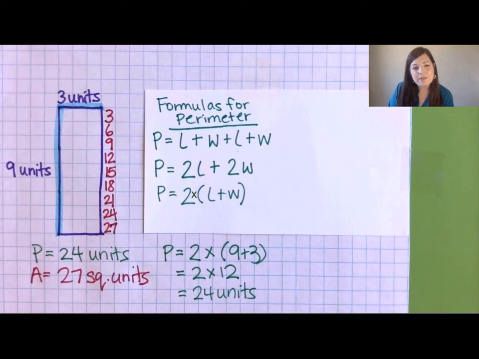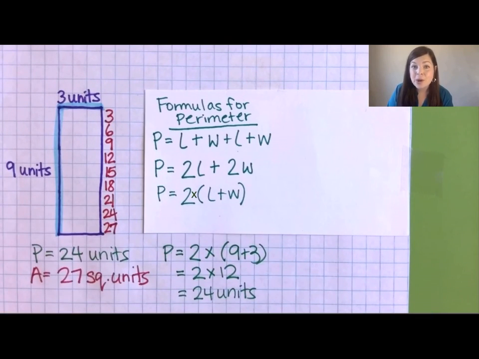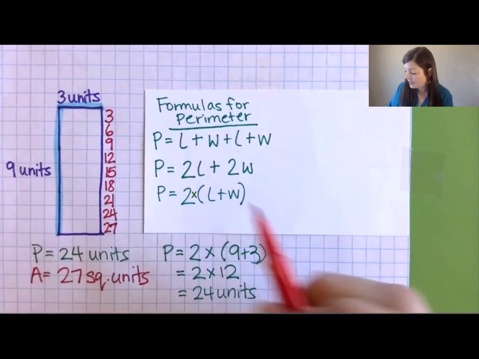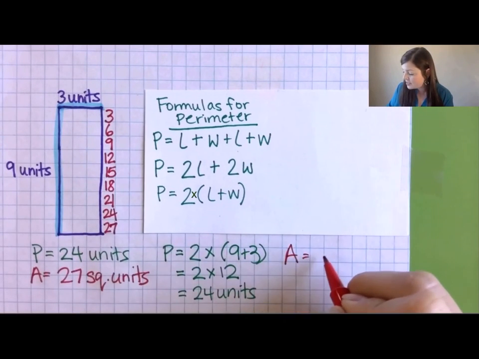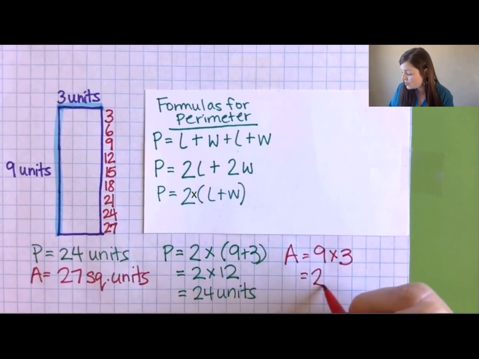Now, can anyone think of a more efficient way to find the area? When we skip counted, that may have reminded you that multiplication is similar to skip counting, but it's more efficient. So we could just multiply 9 times 3 because we have 9 rows of 3. So 9 times 3, and that equals 27 square units.